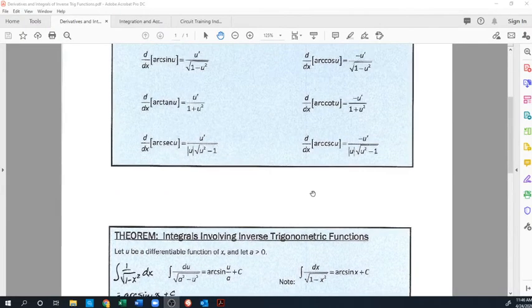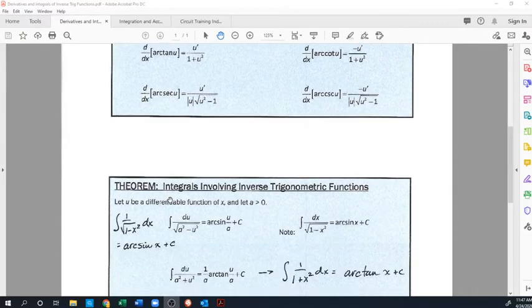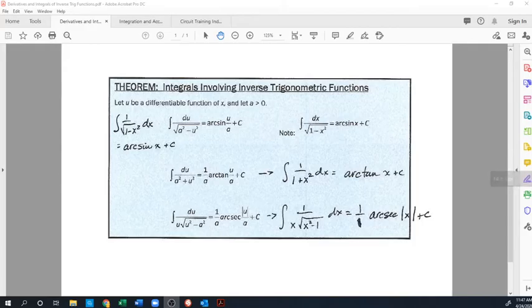Now when you go up here for the derivatives, you notice arcsine of u is going to be whatever u is, the derivative, over the square root of 1 minus whatever u is squared. Arccosine is just going to be the negative. Arctangent is u prime over 1 plus u squared. Arccotangent is just the negative. And then the same for arcsecant. Okay, so those are some that you kind of need to know. We didn't have time to go over those, so I'm going to post a video on those. Watch that at your leisure.